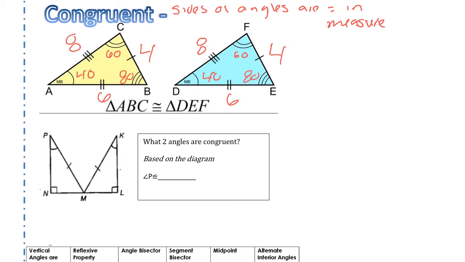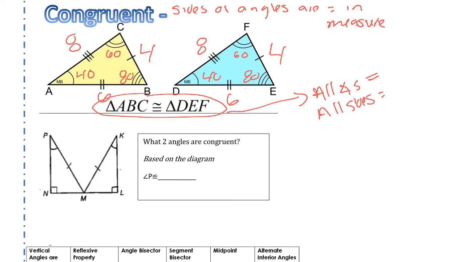But if I have 2 triangles that are congruent, that means all the angles are equal, and all sides are equal. And you also want to know, like, AB, this side, matches up with DE, this side. So you want to have the letters in order as well.